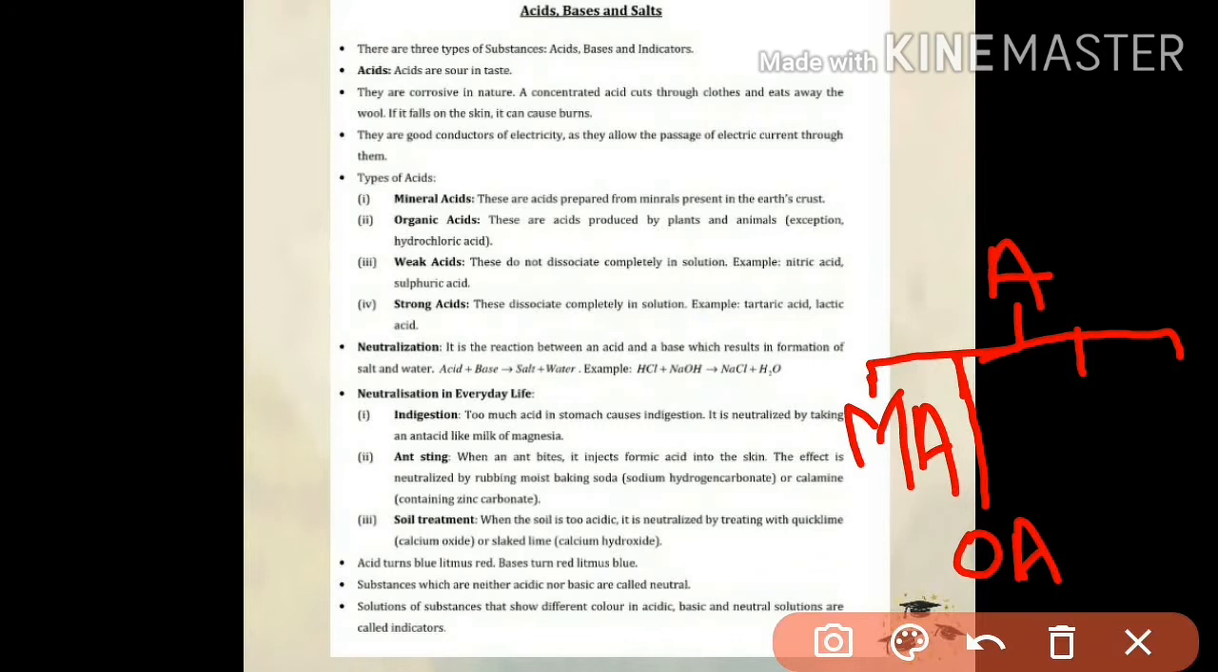The third type of acid is weak acid. I am referring to weak acid here as WA. So what is weak acid? These do not dissociate completely in solution. Example: nitric acid and sulfuric acid.